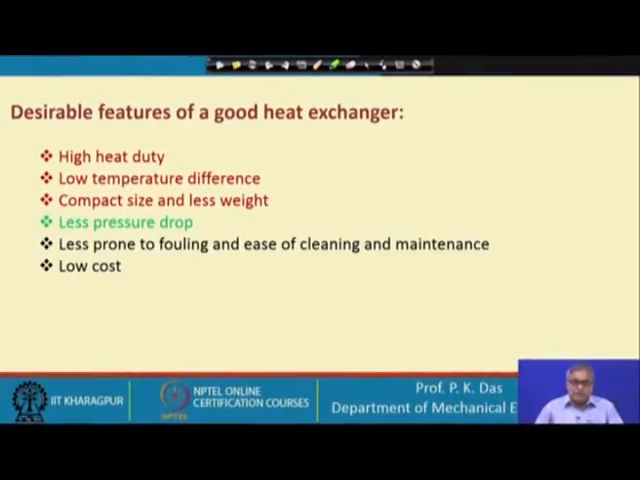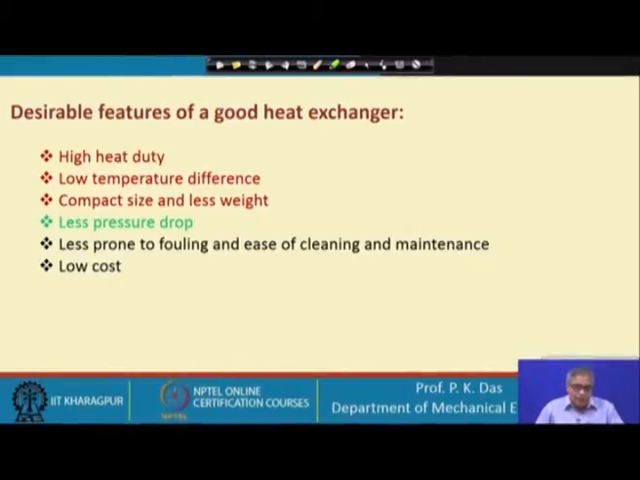Then low temperature difference. Basically, we are transferring heat between two streams, and the potential for this transfer process is the temperature difference of the two streams. So, it is obvious that the more the temperature difference, the more will be the heat transfer, but can we have a very large heat transfer with a small temperature difference? That is the goal, or the desirable feature of the heat exchanger. Then compact size and less weight.